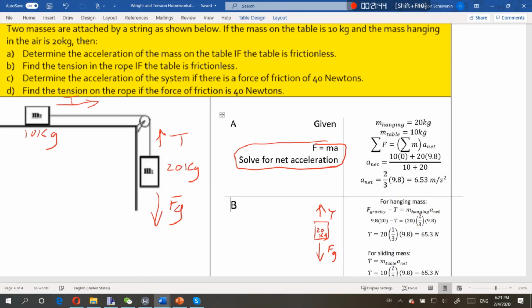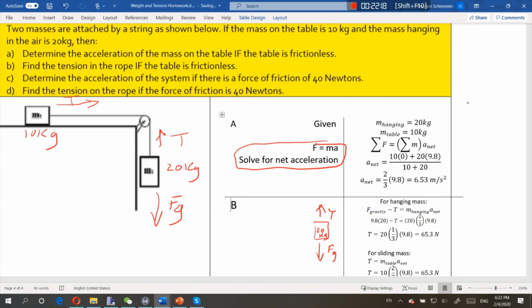Okay, so once I've got that acceleration, if I want to figure out what the tension in the rope is, I can do this one of two ways. I can look at the hanging mass. If I just look at the hanging mass alone, I have two forces acting on it, the force of gravity and the force of tension in the string. So the force of gravity minus the force of tension should give me the total force, which is my mass times acceleration. That gives us our equation here: gravity minus tension should give me my total mass times acceleration.